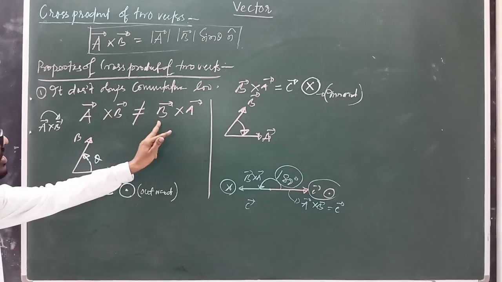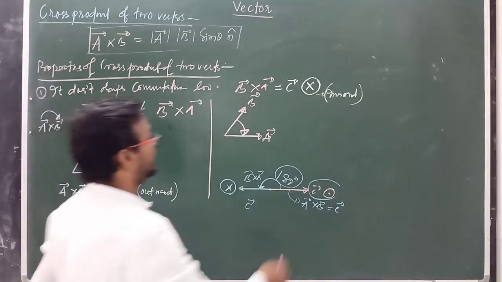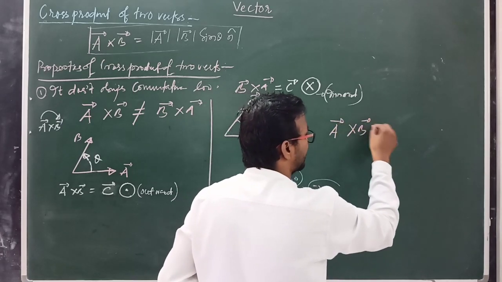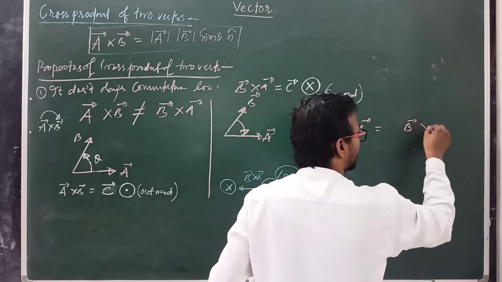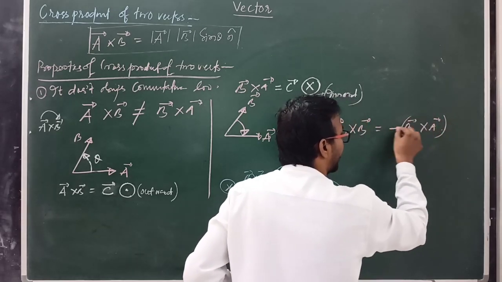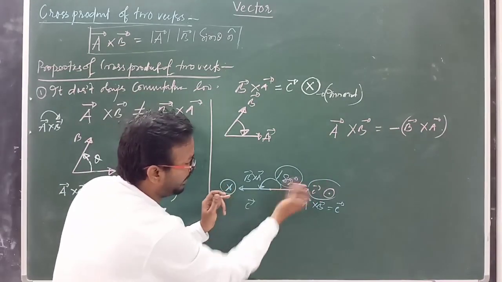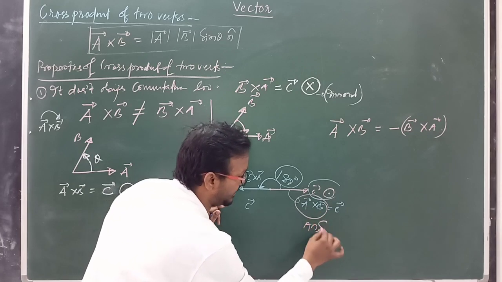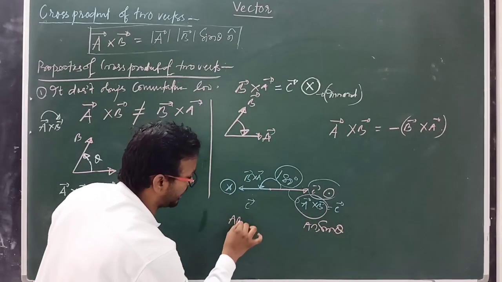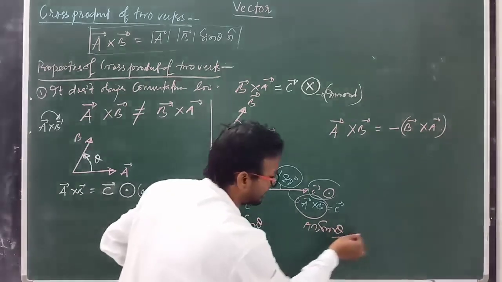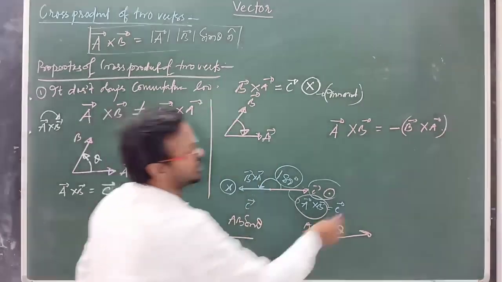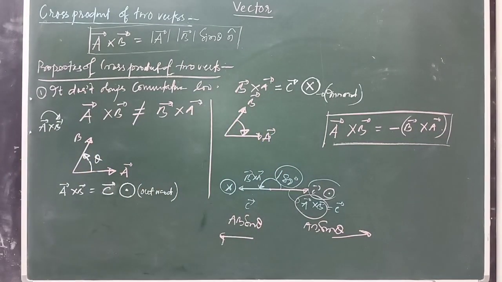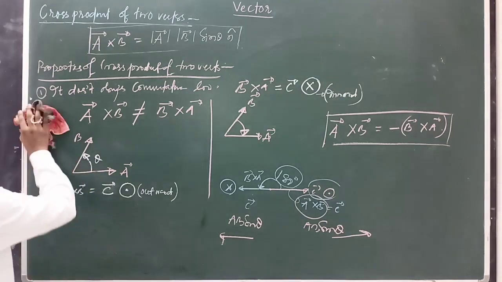Clear? So these two vectors are not equal to each other. You can write here that A vector cross B vector is equal to B vector cross A vector with a negative sign. Why? Because these two vectors are equal in magnitude and opposite in direction. Its magnitude is AB sin theta, and its magnitude is also AB sin theta, but its direction here and its direction here are opposite. Clear? So you can write A cross B equal to minus B cross A. So this is the important first property of the cross product of two vectors.